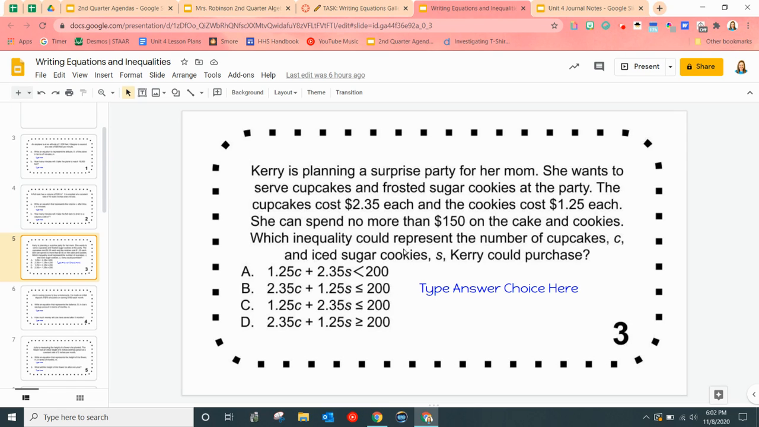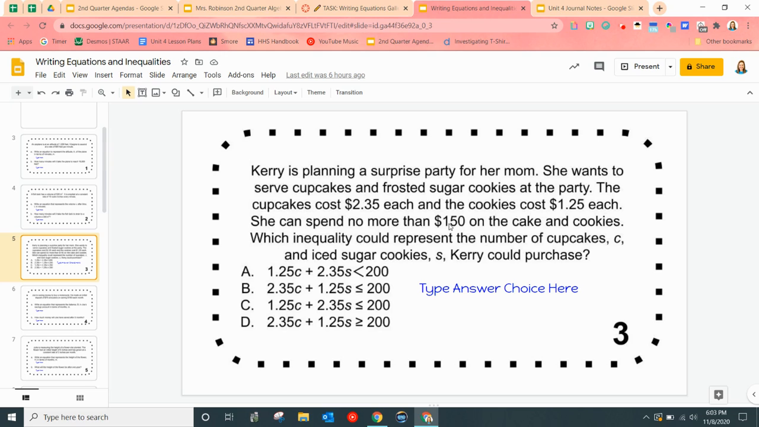This problem actually has a mistake in it that I'm seeing right now, and I'll go back and fix that with our total over here. This side is actually supposed to be $150 because it's saying she can spend no more than $150. Since this one's telling me to multiply 1.25 times C, that would be $1.25 times the number of cupcakes. But do cupcakes cost $1.25? No, they cost $2.35, so this one's incorrect. Now this one is correct because it's 2.35 times C, and so is this one. So it can't be A or C because the amounts are incorrect.